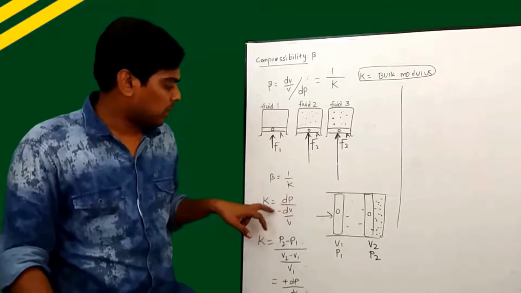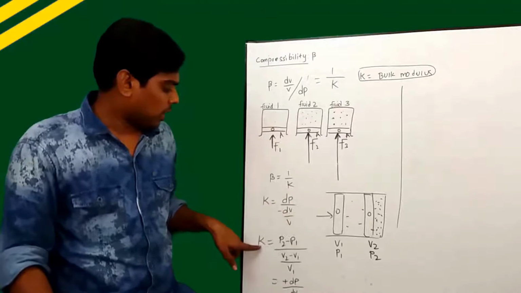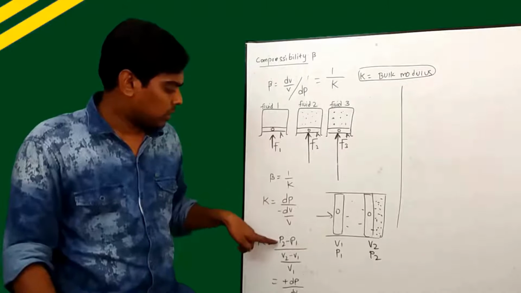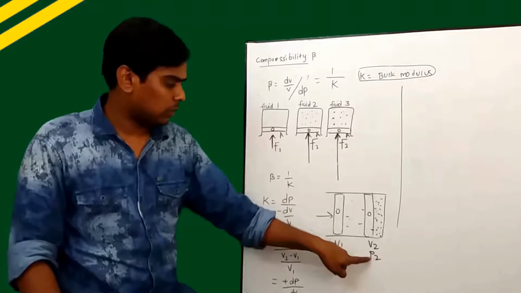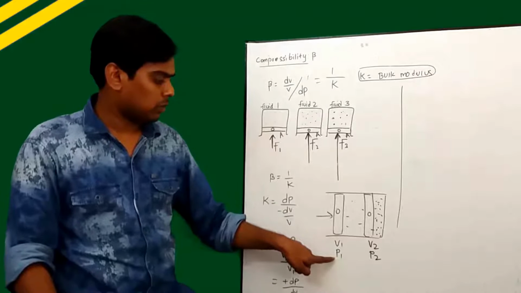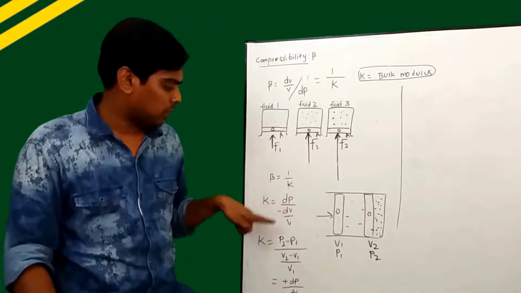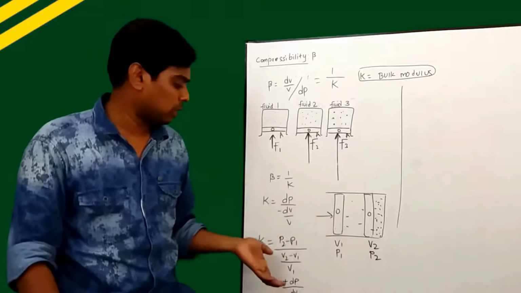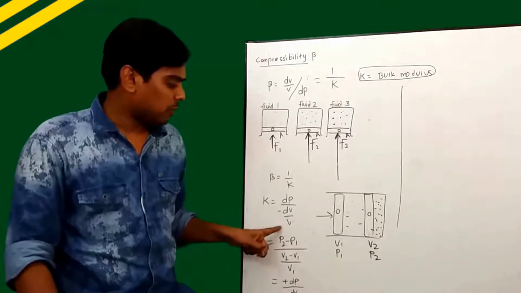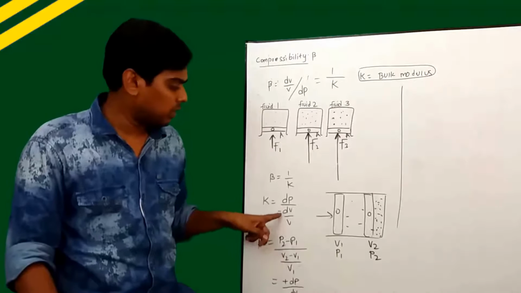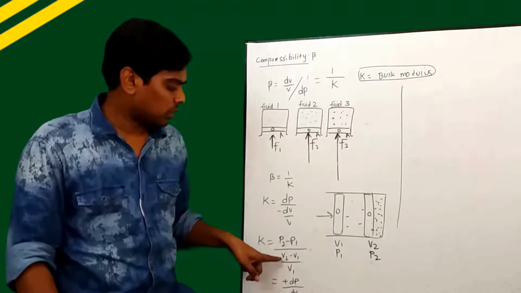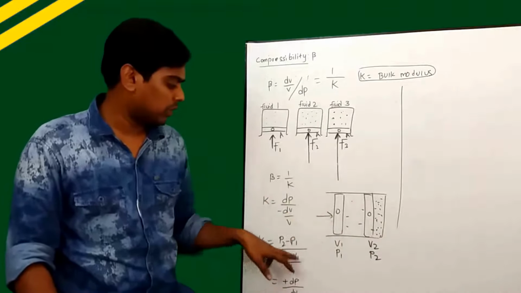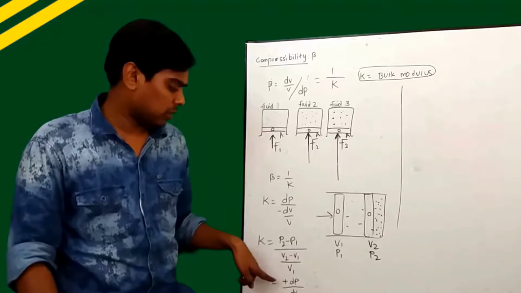Let us briefly explain this again. K equals volumetric stress by volumetric strain. Volumetric stress is change in pressure: final pressure is P2, initial pressure is P1. So dP is P2 minus P1, divided by dV by V. What is this? Volumetric strain. What is dV? dV is change in volume, that is V2 minus V1, final volume minus initial volume, divided by the original volume V1.